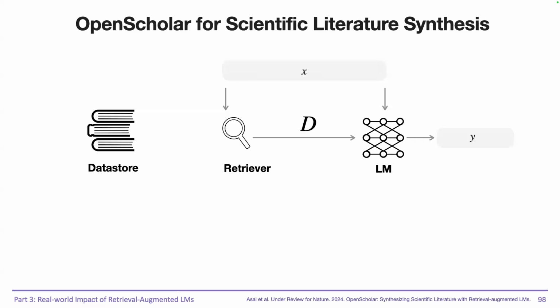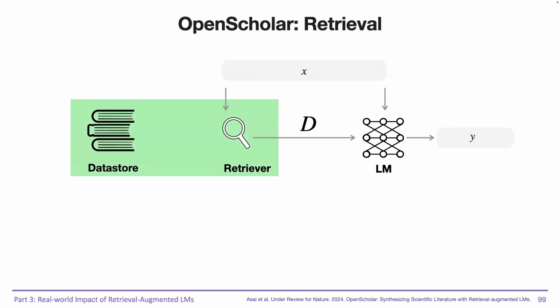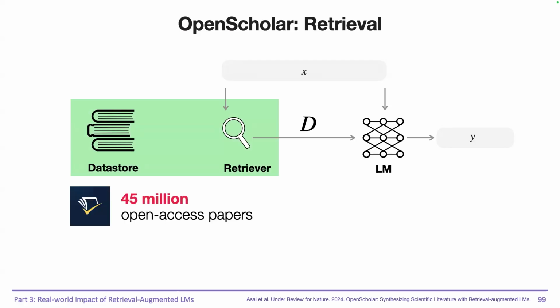Now, let me discuss how to develop systems that can perform this complex task. Built upon our foundations in part 2, we develop an efficient yet powerful pipeline with fully open components. A high-quality, large-scale data store is essential, as discussed in part 2. In collaboration with Semantic Scholar, we collected 45 million open access scientific papers up to October 2024.